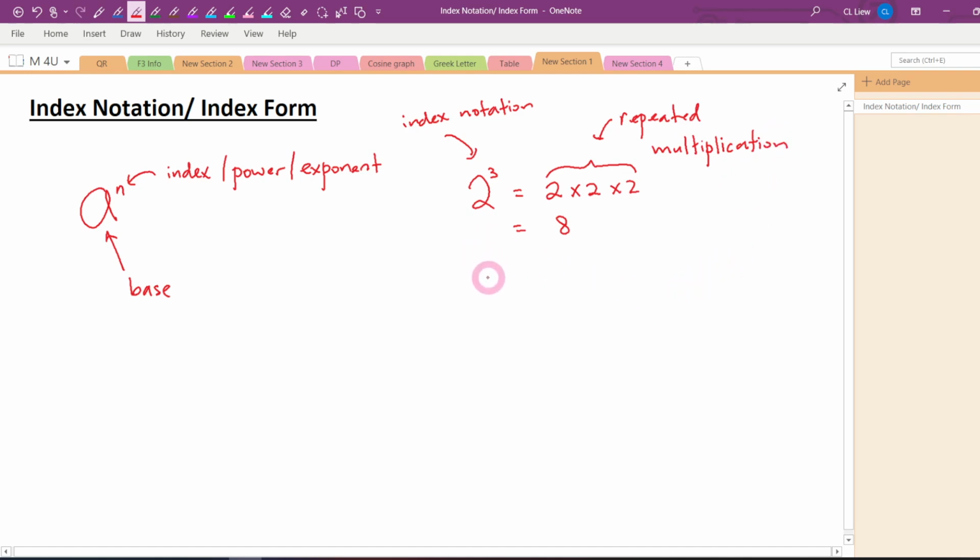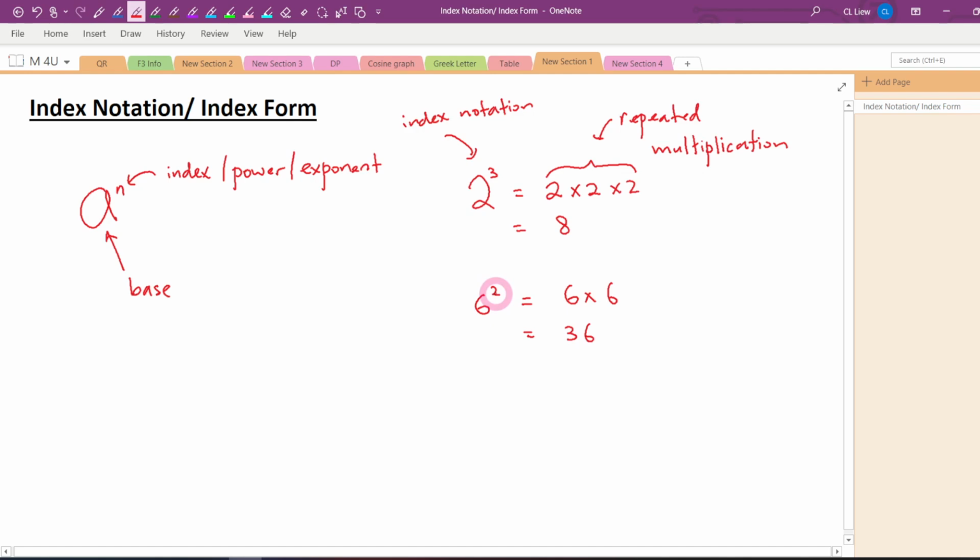Now let me give you a few more examples. Let's say you have 6 square. 6 square means 6 times 6, which is equal to 36. This is index notation, and the 6 here is a base, and the 2 here is a power, or index, or exponent. Now it looks very simple, right?